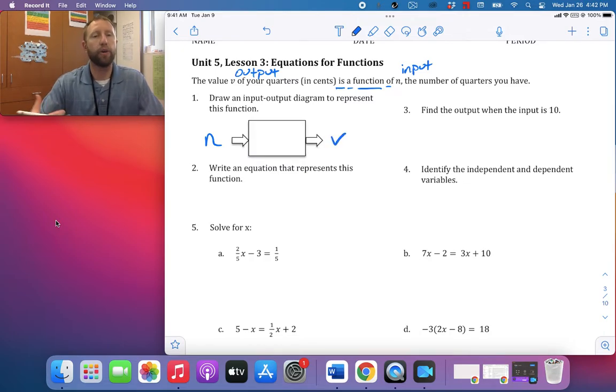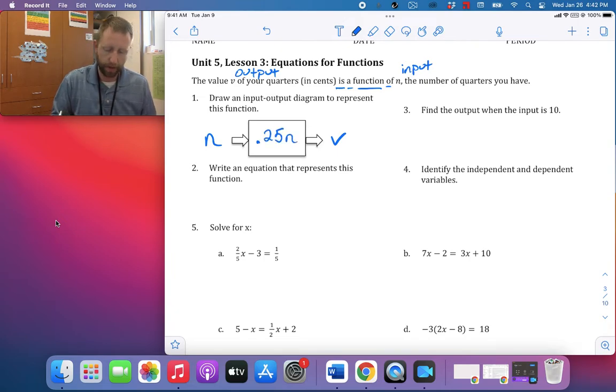Now, how do I get that value? Well, we all know a quarter is worth 25 cents. So however many quarters I have, that needs to be multiplied by 25 cents. So if n represents that number of quarters, remember we always put the number first, that means I'm doing 0.25 n, or 25 cents times n, the number of quarters.